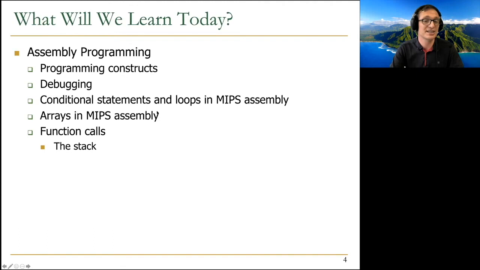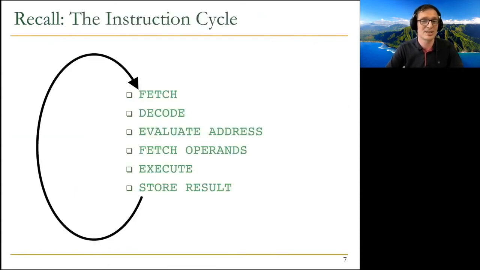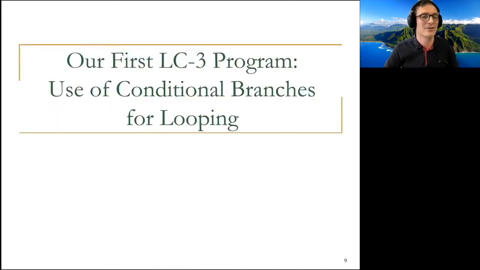We're going to talk about conditional statements and loops that are important, and then arrays. And if we have time, we're going to talk about function calls. If not, you can study them on your own, but they're no different from function calls in any other ISAs, if you will. So remember, we're still talking about the von Neumann model, von Neumann machine, and instruction cycle. These are things that you should keep in the back of your mind.